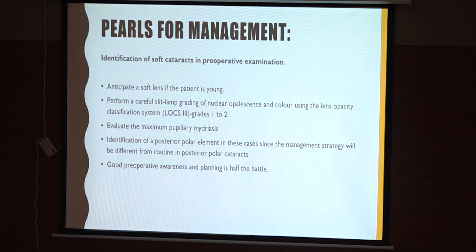Now coming to the approach, what can be done differently. Whenever we examine a patient pre-op, we have to anticipate whether this patient will have a softer lens or a harder lens. LOCS is the standard classification. Whenever the grades are 1 to 2, it is more likely that the cataract will be of softer consistency. Always check pupillary mydriasis also, because a soft cataract in a small pupil will be a perfect recipe for complications. Whenever you have good preoperative awareness regarding the softer consistency, you can prepare well.